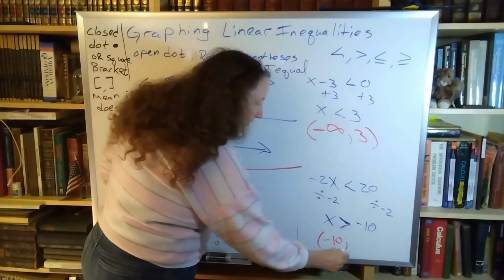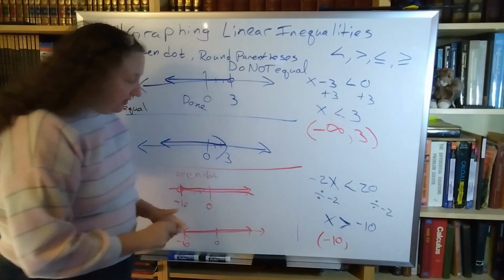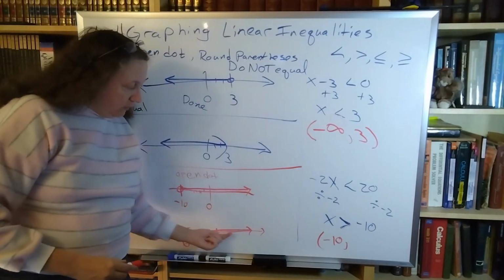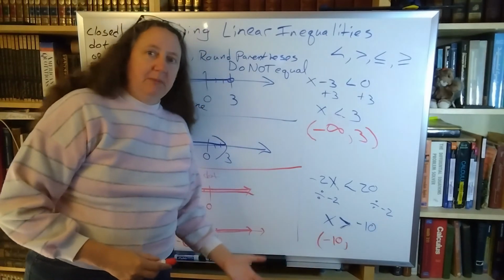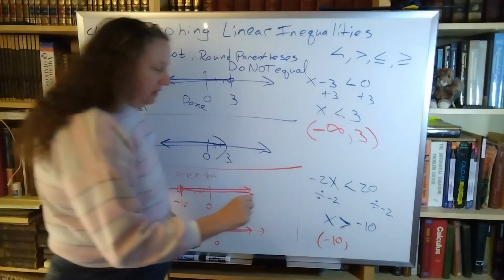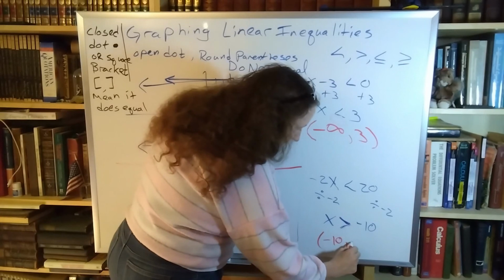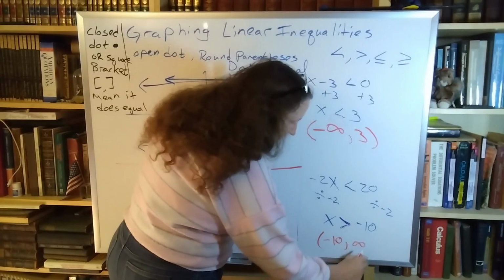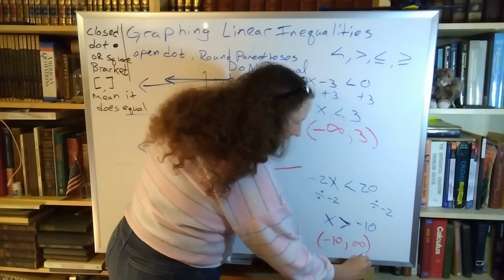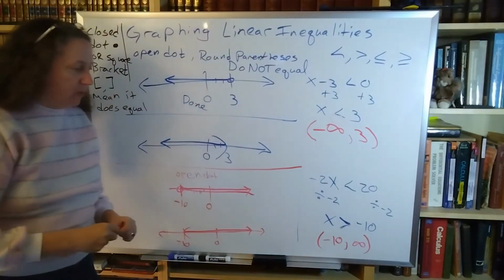And then, what is the highest number it can go up to? Well, we said it keeps going and going and going. So that's going to be positive infinity. So let's see if I can write a positive infinity sign. Yeah, it's reasonable. And infinity always gets the round parentheses.